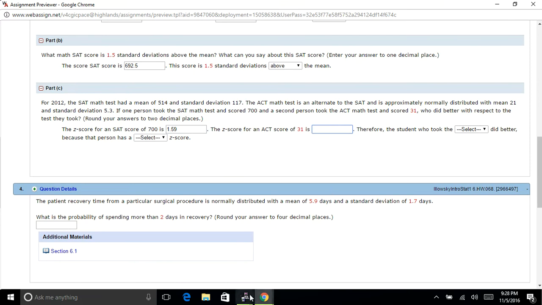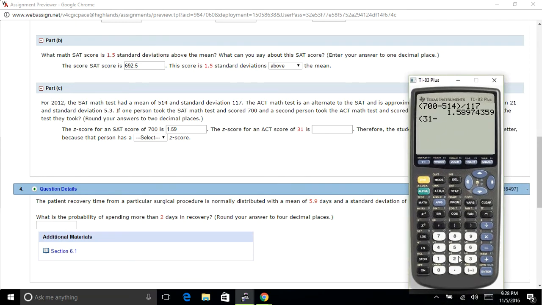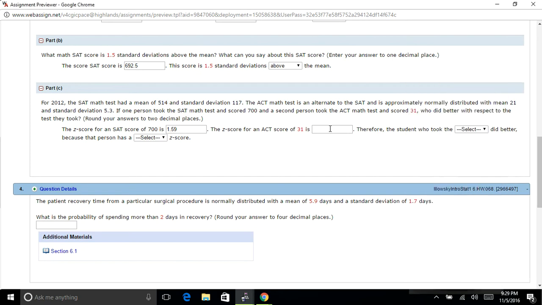All right, so let's do it for the ACT. So that one is going to be 31 minus, what was my mean for that one? 21. Okay, 21. And then divide by 5.3. Hit enter. And then I get 1.86. So that's going to be 1.86.